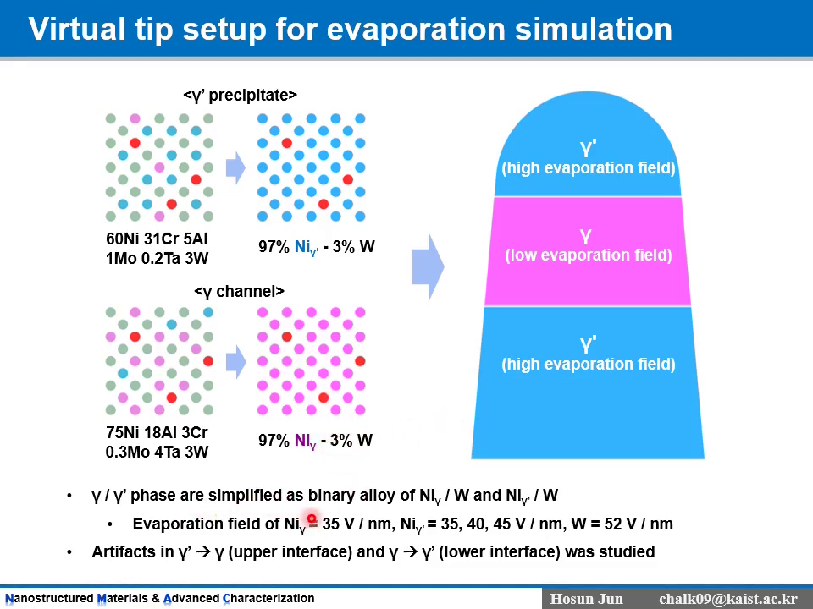To study the effect of evaporation field difference, the evaporation field of nickel atoms in gamma phase was fixed at 35 volts per nanometer, and in gamma prime phase, it was varied: 35, 40, and 45 volts per nanometer. And tungsten atoms were set at 52 volts per nanometer. To observe the gamma prime to gamma interface, or upper interface, and the gamma to gamma prime interface, or lower interface, a tip with a 3-layer structure was made.